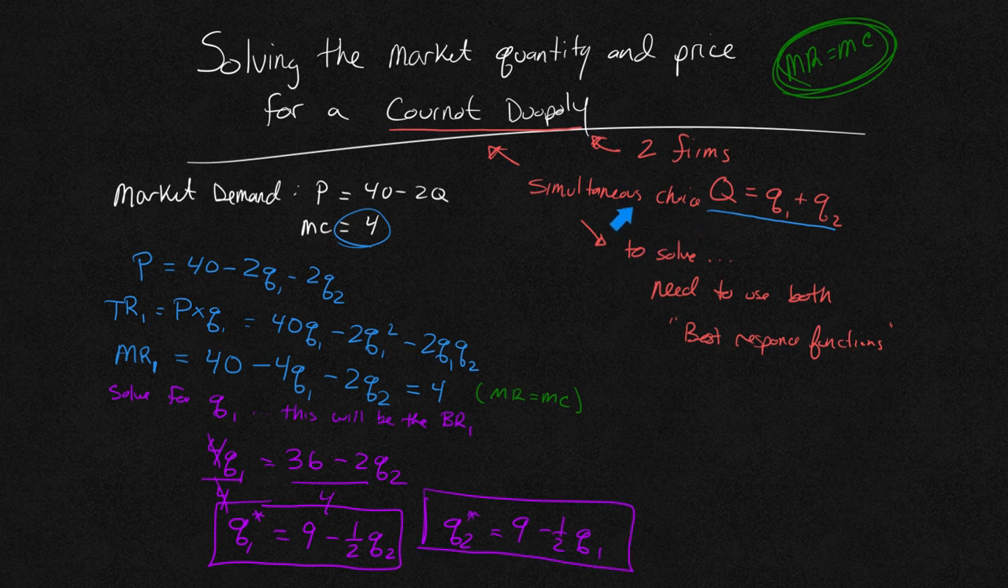Remember over here when we started, simultaneous choice to solve, we're going to use both response functions. But then what do we do? Well, now we're going to take these and combine the best response functions. That's your next step: you're going to combine these two functions by plugging Q2 into my first Q1 best response function. Let's go ahead and do that.